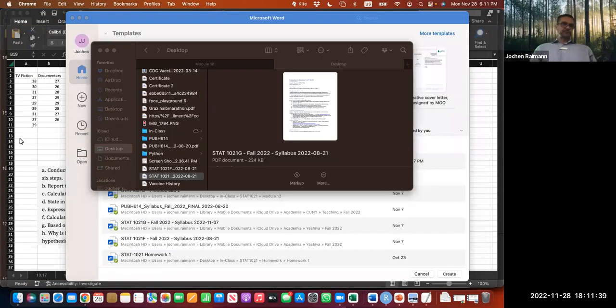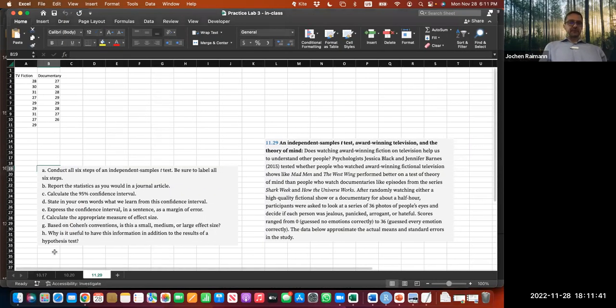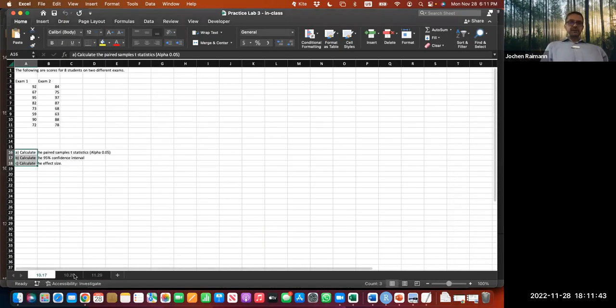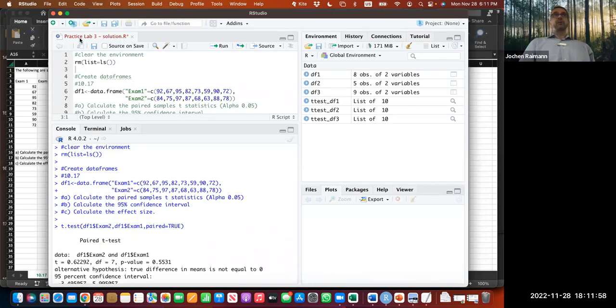We have an Excel spreadsheet, which basically represents Practice Lab 3. The spreadsheet has 3 different tabs, 3 different worksheets, that basically are the examples that we're playing around with today. We also will need R, and there is an R script called Practice Lab 3 Solution, posted on Canvas.